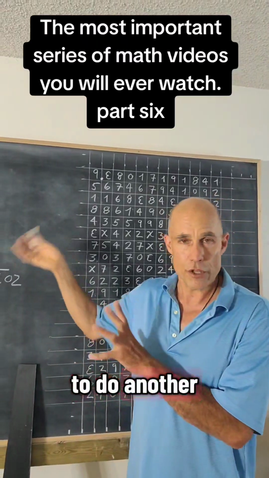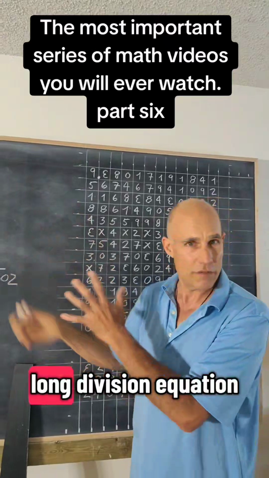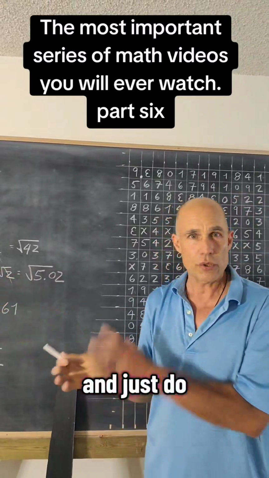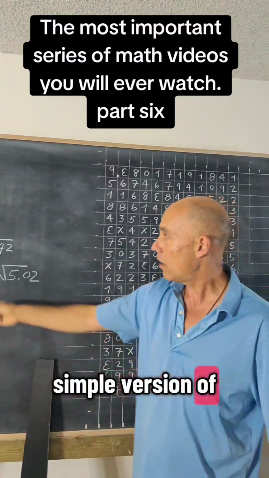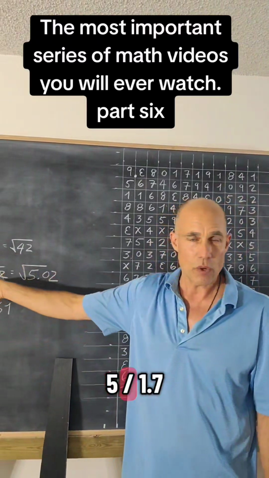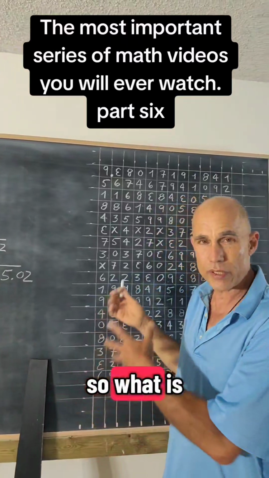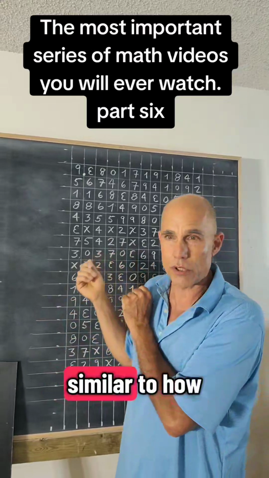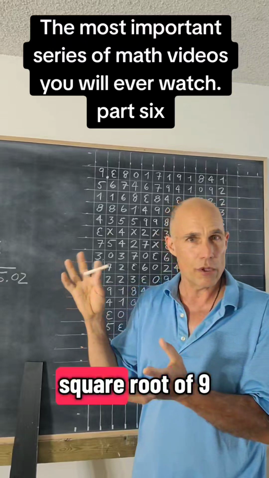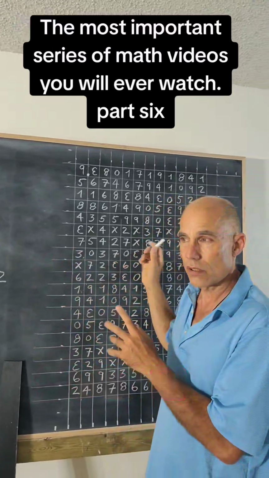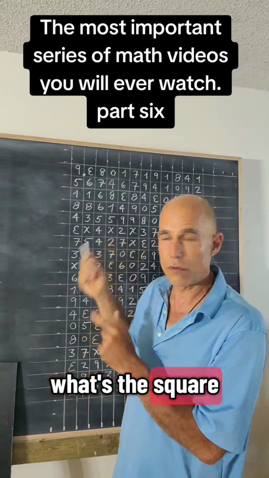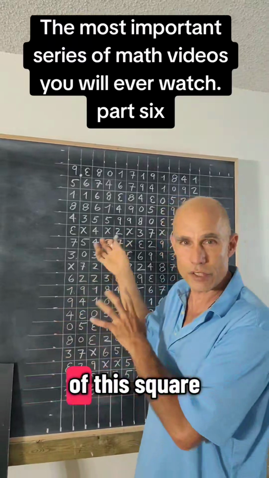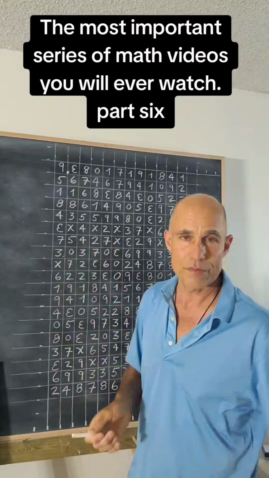Now I want to do another version of this long division equation. What we want to do is just cancel out those square roots and just do the simple version of 5 divided by 1.7. What does that look like? So what is the straight version of this square root, similar to how 3 is the square root of 9? What's the square root version, or what's the reciprocal version of this square root number?